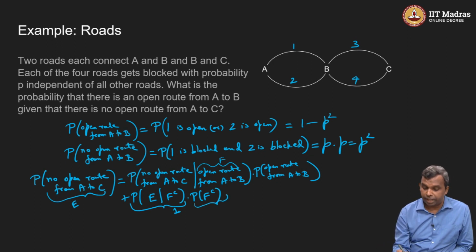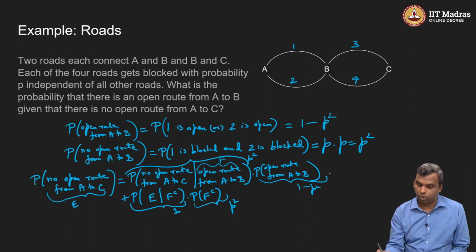And this guy we know already, right? What's the probability that there is no open route from A to B? That's P squared. Okay. Now what's the probability that there is an open route from A to B? This we have also calculated, 1 minus P squared. And what is this guy? What is the probability that there is no open route from A to C given that there is an open route from A to B? There should be no open route between B and C, and that's the same as no open route between A and B. So that will end up being P squared.